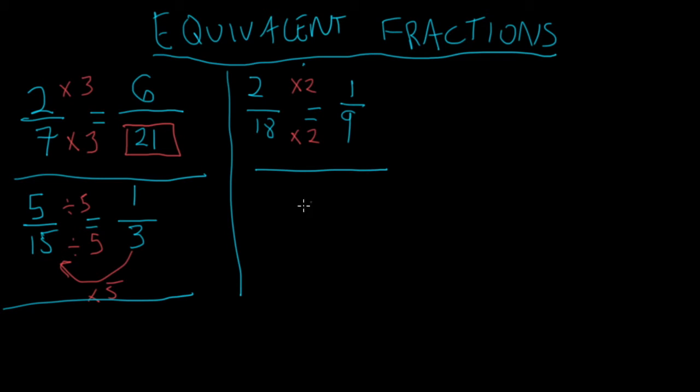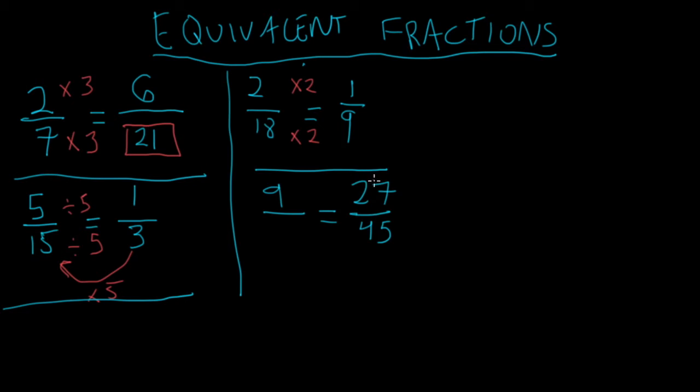All right, let's do one more equivalent fraction problem here. Let's do 9 out of a mystery number is equal to 27 out of 45. We'll get a bit higher here with them. Give that a try.